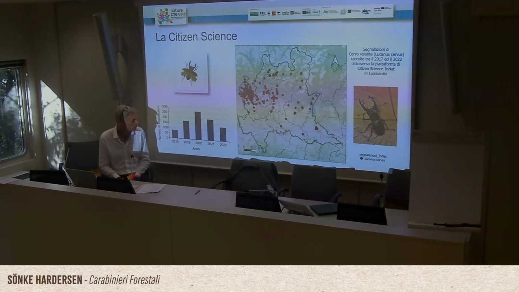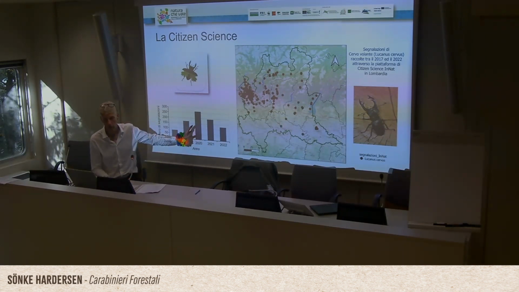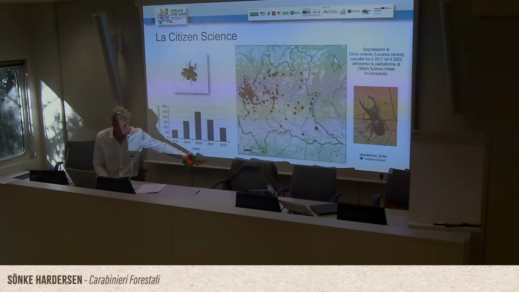Here you can see a curve that shows how data has changed throughout the years in the Lombardy region, from 2018 to 2022. Then, of course, COVID arrived in 2020. Our advertisement was not as efficient as it was before, not only on a regional level, but also on a national level. And in 2022, we didn't begin with the same intensity. So as you can see here, we have seen a sort of decrease of quantity of data.